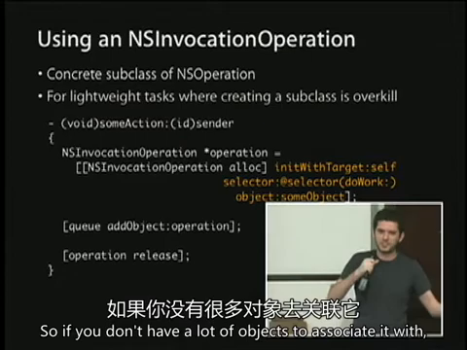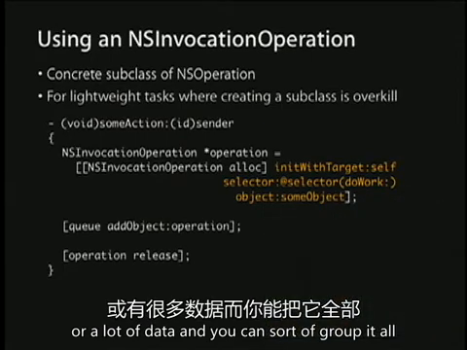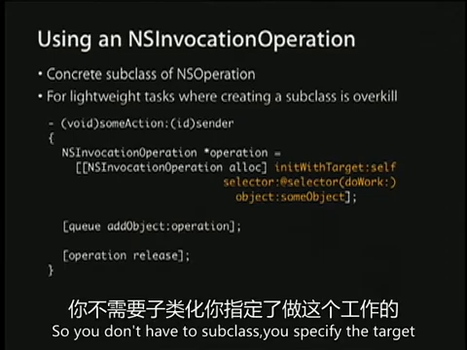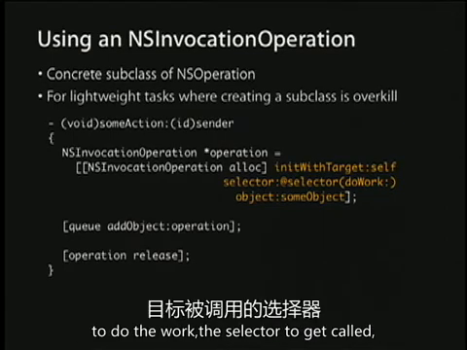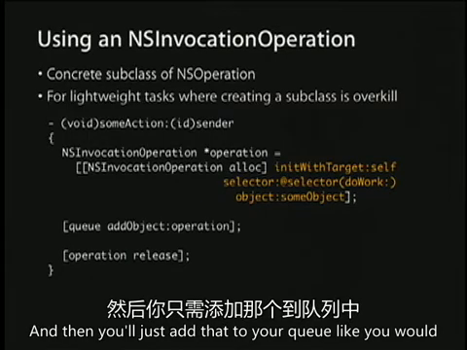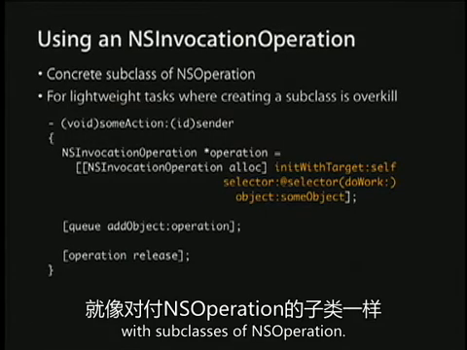So if you don't have a lot of objects to associate with it or a lot of data, and you can sort of group it all up in one object, you can just use an NSInvocationOperation. So you don't have to subclass. You specify the target to do the work, the selector to get called, and the object to be worked on. And then you'll just add that to your queue like you would with subclasses of NSOperation.